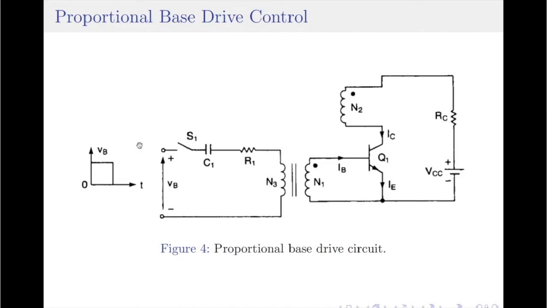Therefore, we say that a very small pulse of voltage is sufficient to drive the transistor into saturation, and once the transistor enters saturation, the switch S1 can be opened and still the transistor will continue to operate in the saturating region. Another important feature of the proportional base drive control technique is that if the load resistance changes, the value of IC would change and therefore a proportional amount of current is introduced into the winding N3 and thereby again a proportional amount is introduced into N1. That is why this technique is called the proportional base drive control technique.